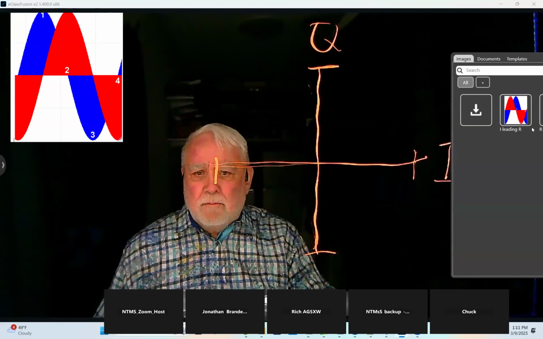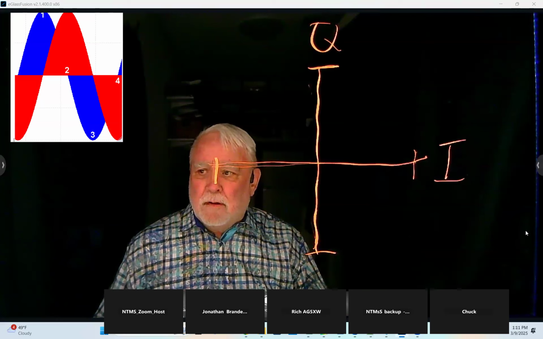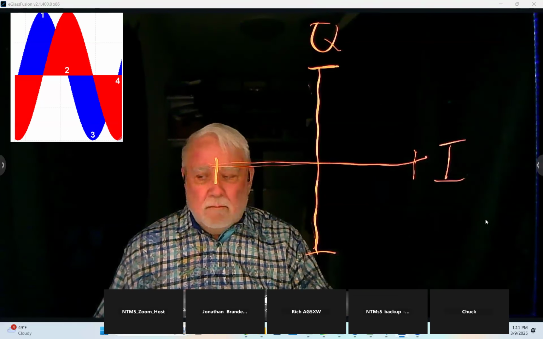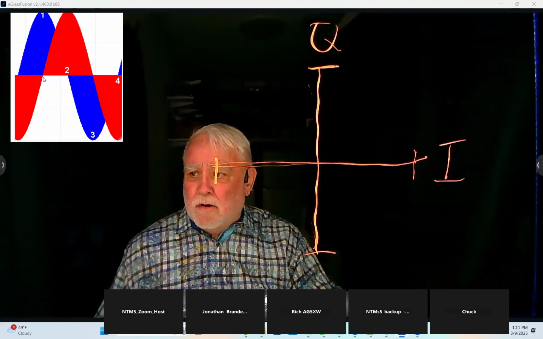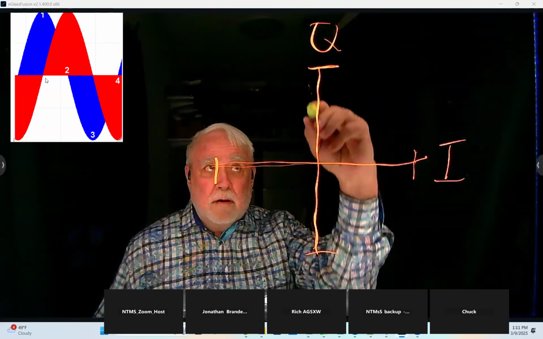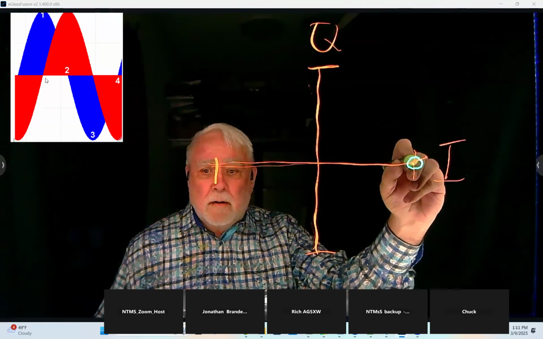I'll start with the number 1, which is a peak on the real signal at a value of 1 and a 0 on the imaginary signal, which is right at that junction where my cursor is pointing. And so for the Q to be 0 and the real to be 1, we're talking about this point right here.